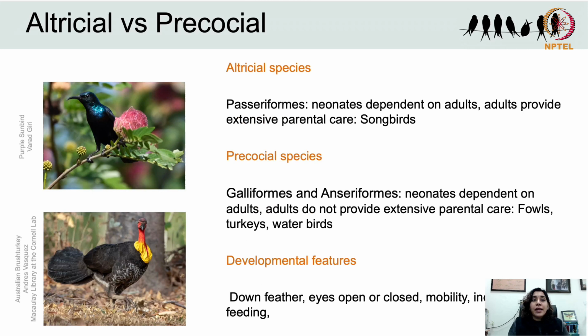In birds and mammals, there exists a gradient of developmental maturity of neonates across species. Many species, especially songbirds, hatch as immature, helpless young ones that take a lot of time to mature after hatching. They are greatly dependent on adults for support and care, and such species are called altricial. Altricial species are characterized by sophisticated parental care that includes building complex nests and high attendance at the nests and to the offspring. And in the picture you can see one such species, which is a purple sunbird. It is a songbird, and songbirds are known to be altricial.